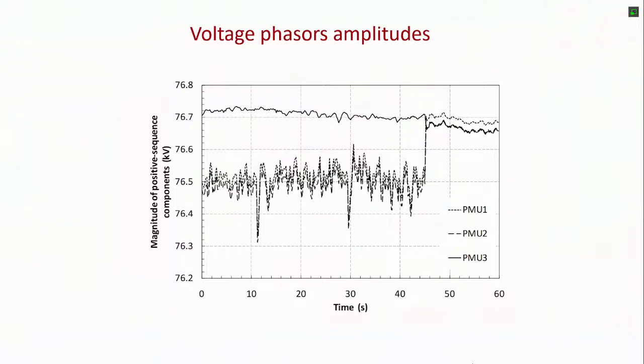Basically, what is the voltage level in Italy for integrated PMUs? Is it the considered voltage level in physical PMU integration?